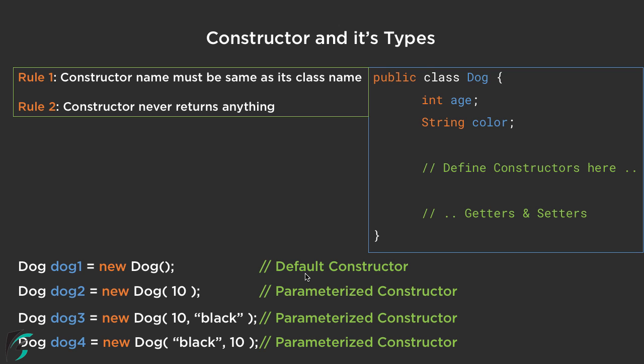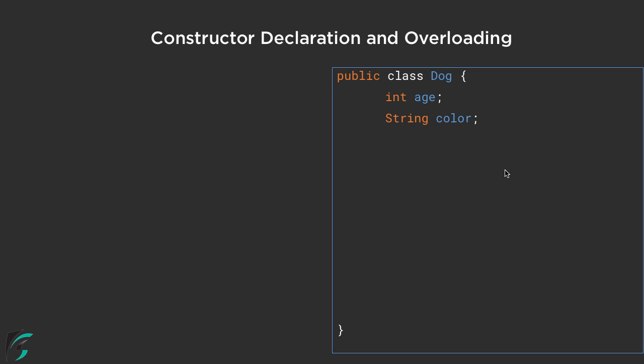And now the question arises, how can we define the constructor inside the class? So let's check out in this slide. How can we declare the constructor and what is the concept of constructor overloading? So first, let's check out how to declare the constructor. Here suppose we are calling the default constructor new Dog, right? So here we can define the constructor like this: public Dog followed by brackets and then the constructor body, right?